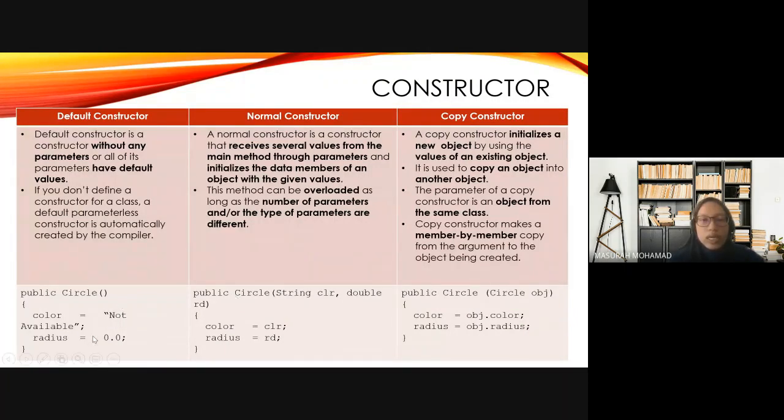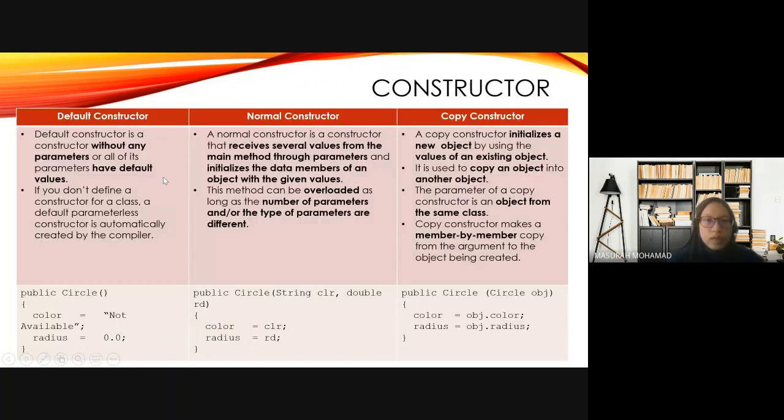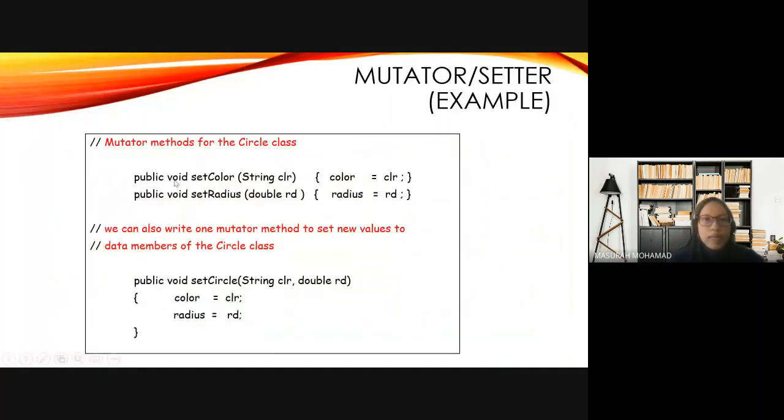However, if you want to change this value, you need to create setter. So setter must has the return value. So the modifier is public. Okay, just now constructor ada modifier ada. So also public. So mutator also public, but dia ada additional tambahan benda ni, which is return value and followed by the name of the setter.